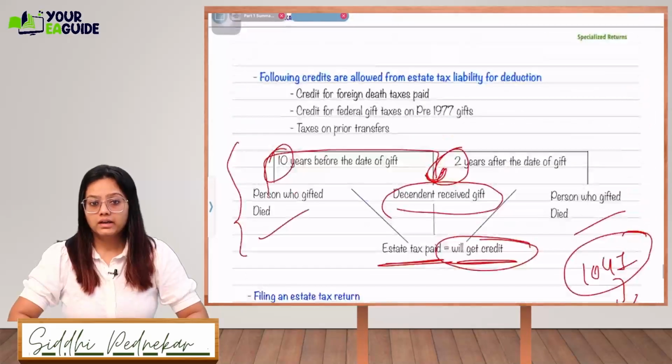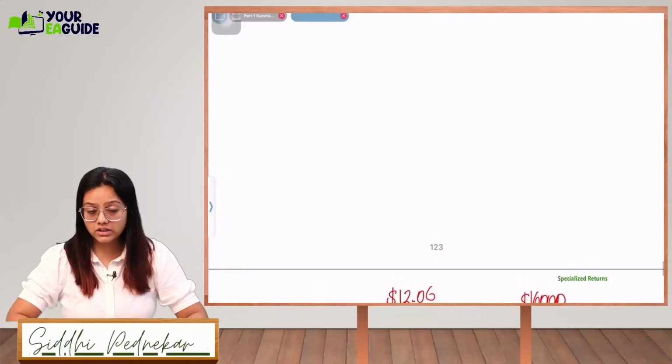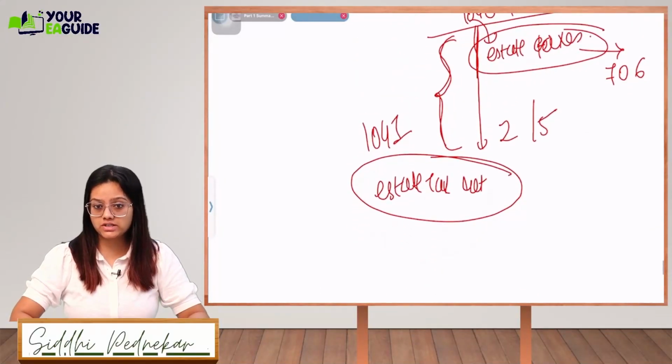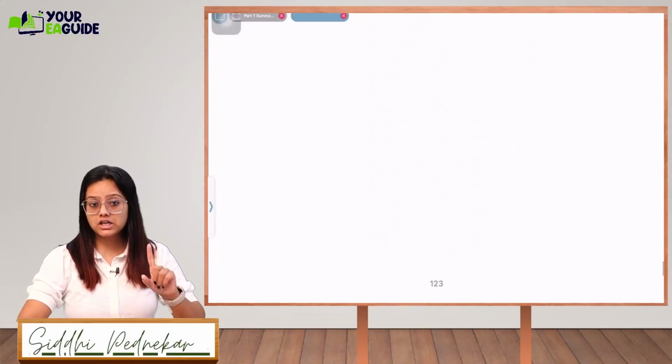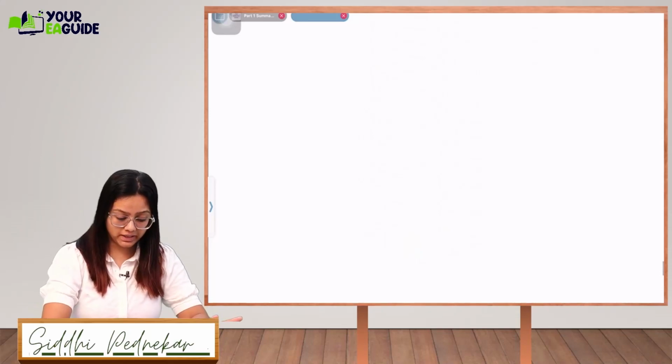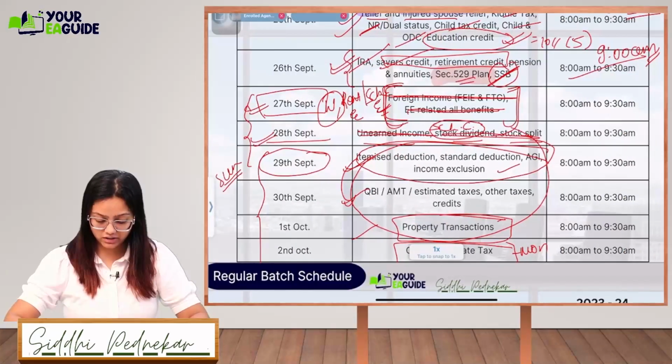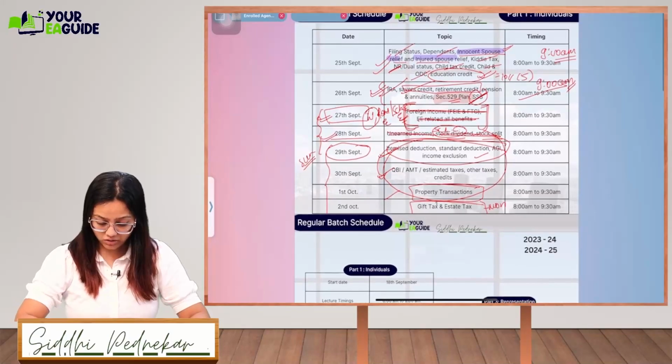Okay, next, I think the filing consideration, specialized return we have completed. There are still 2-3 topics. I'll just mention it quickly. Let's look at the chart, which is the timetable.